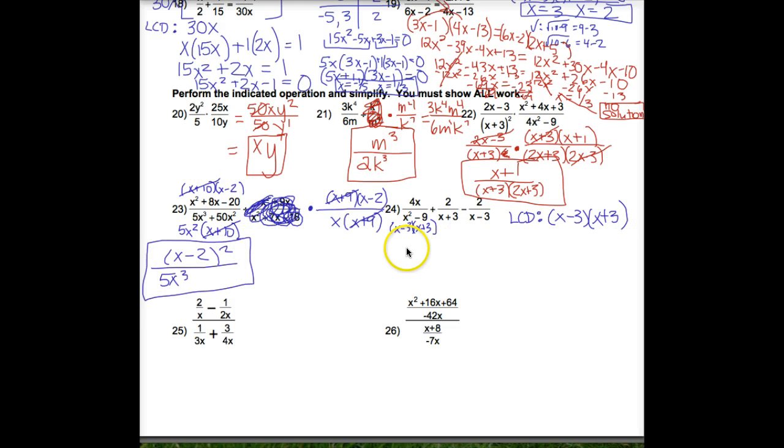So after I determine my LCD, my next step is to convert the fractions. So all I'm doing is asking myself, what would I multiply this original denominator by to get my LCD? And on the first one, I would just multiply it by 1. It doesn't change. So that means the numerator also doesn't change.